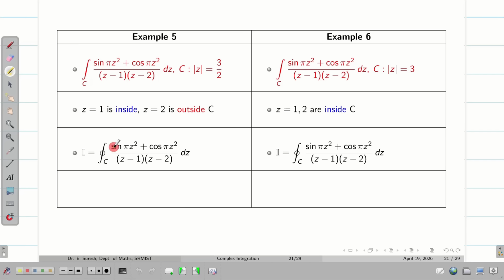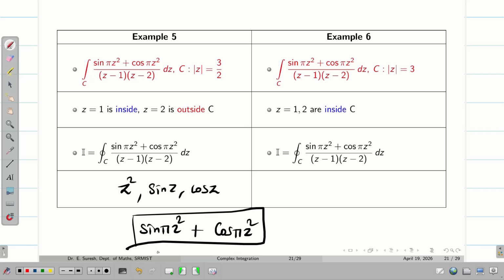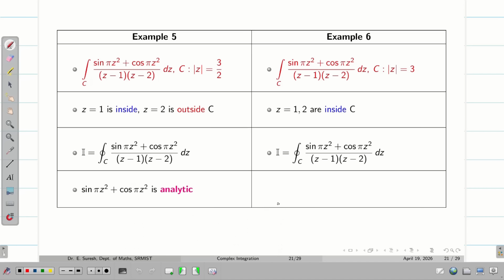Now we have to concentrate on the numerator. My numerator consists of sin pi z square plus cos pi z square. It is very clear z square is an entire function, sin and cos are entire functions. Therefore, sin pi z square is also entire and cos pi z square is also an entire function. So we say sin pi z square plus cos pi z square is analytic everywhere. It is an entire function, analytic inside and on C. Next we are going to deal with the denominator.